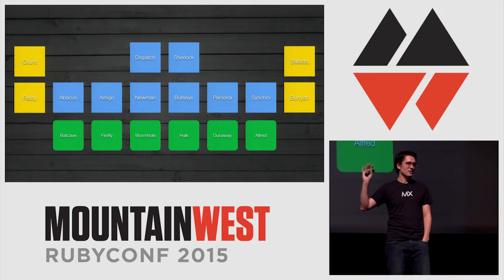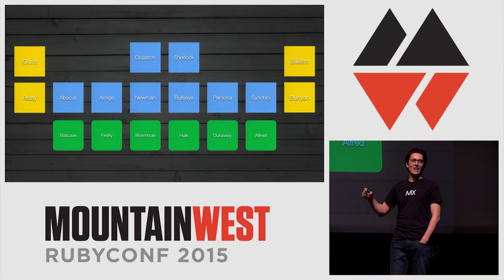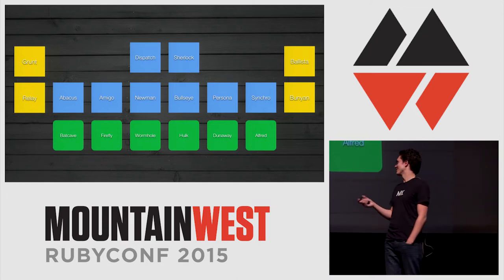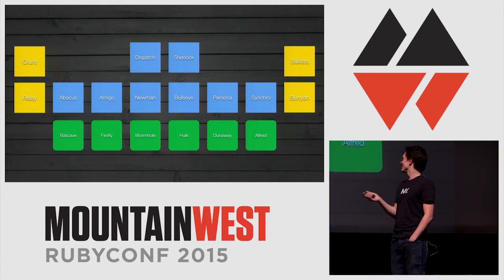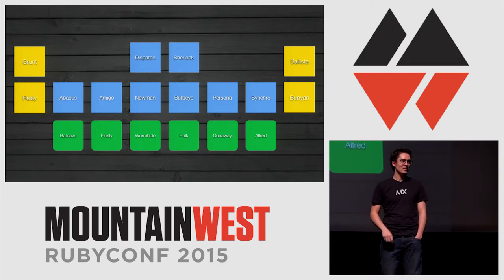There are 18 Rails applications running together in production. Along the bottom in green, we call them the front-end applications.